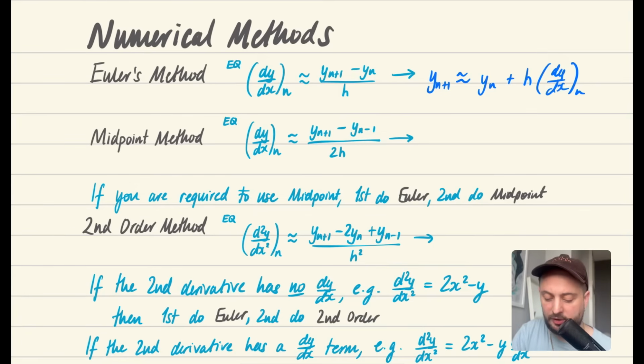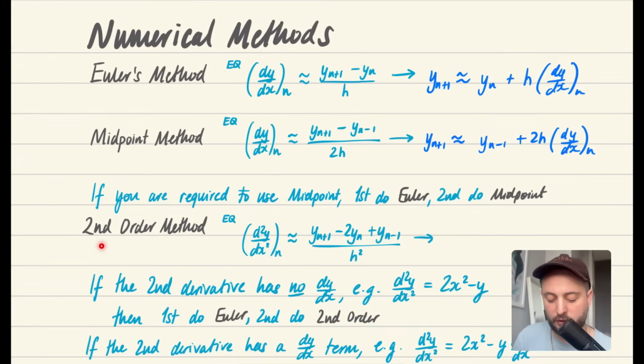The midpoint formula that we have is a similar thing. I'm going to rearrange it to make y n plus 1 the subject. So that one is just going to be y of n minus 1 plus 2h lots of dy by dx at n. And so we've got these iterative formulas that go with this. If you are required to use the midpoint method at one point, you first of all are going to need to use Euler's method, and then you're going to need to use the midpoint method. So often you're going to do one of those and then one of these.